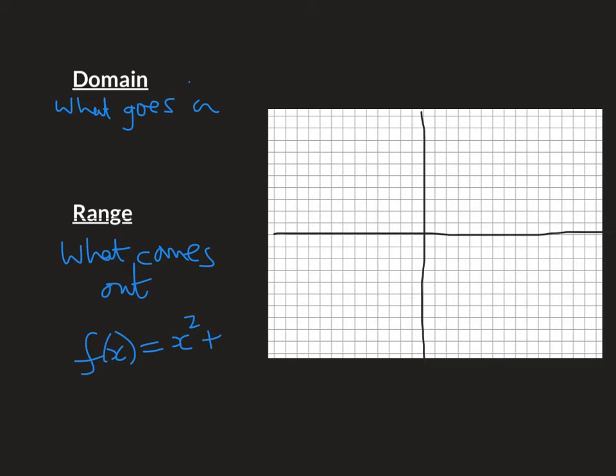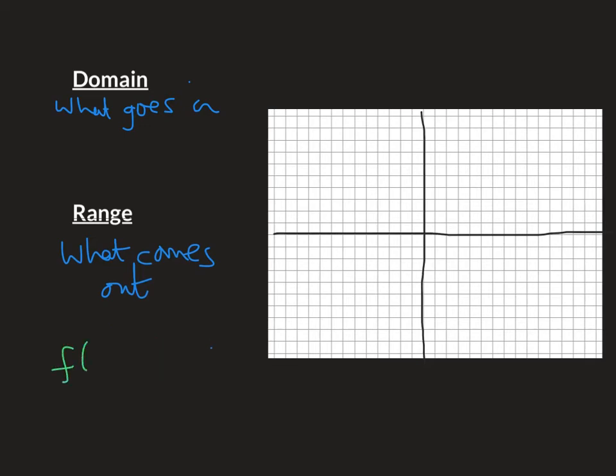So for example, the domain, well, x can be anything. So x is a member of the real numbers. And the range, well, that f of x is always going to be greater than or equal to 3. It can't go anywhere underneath it because there's no values under here for that function.